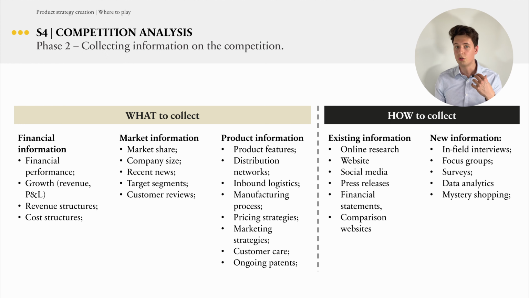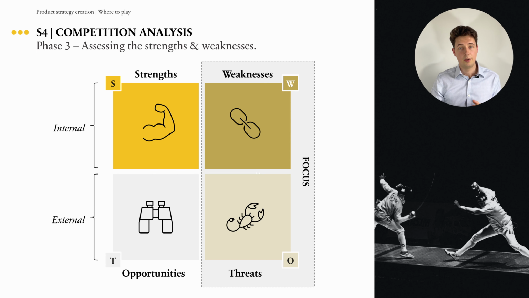Again, you can structure your research by splitting it up in different types of buckets. I personally often use existing information and new information. Existing information means it's already available, and new information means that I need to create it myself. And finally, in phase 3, you need to analyze the strengths and weaknesses of your competitors.